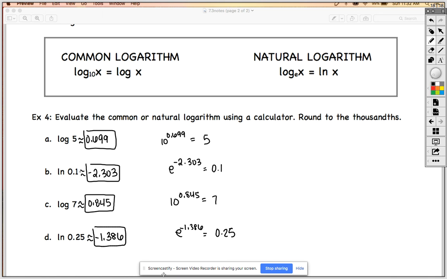All right, so that is the basics of logarithms and natural logarithms. You guys have a set of practice problems to do, which are included in the module for today, the assignment for today. If you have any questions, make sure you contact Mrs. Spizzelli or myself.